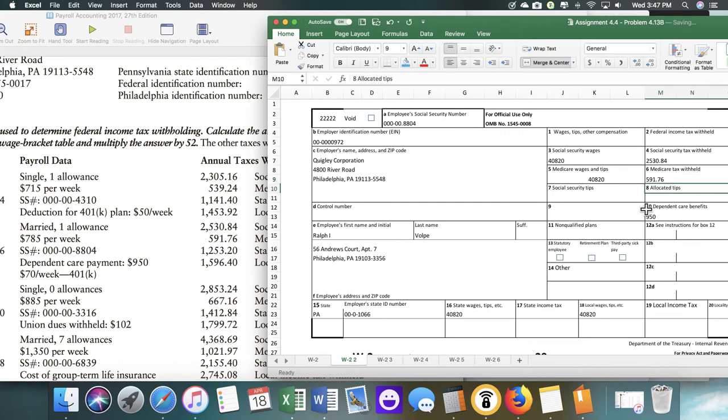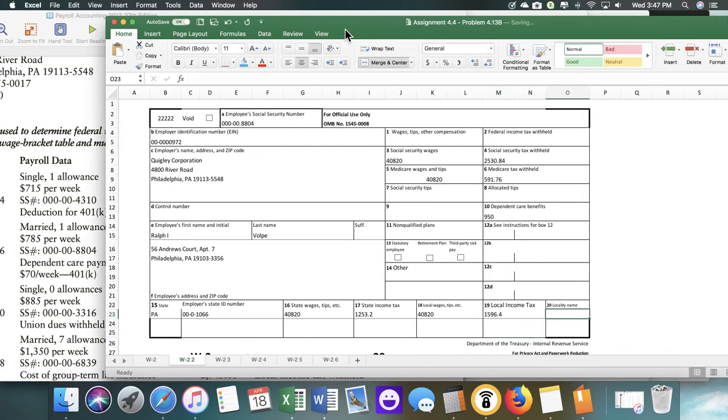$591.76. State income tax is $1,253.20. $1,596.40. Whoops. Again, locality is Philadelphia.